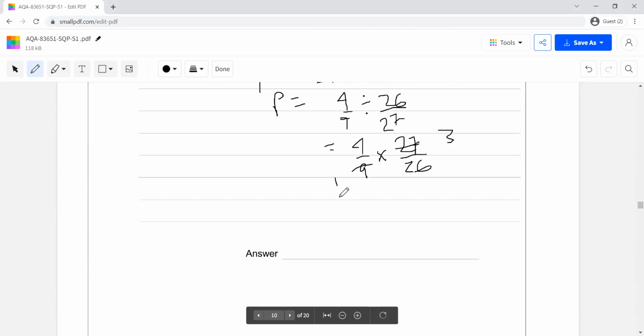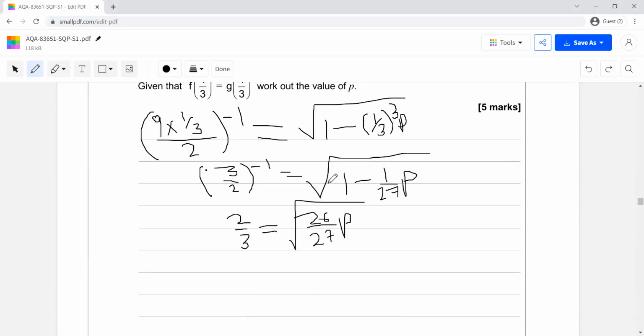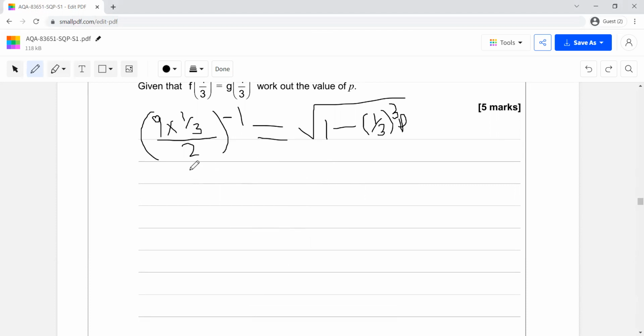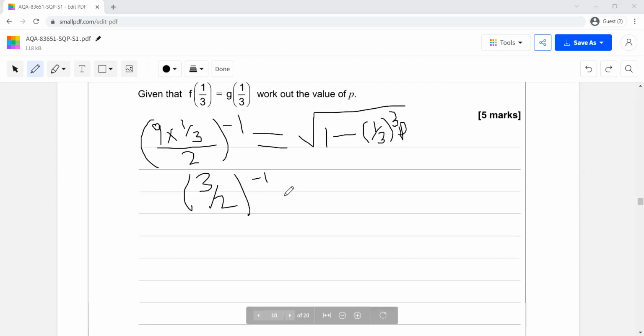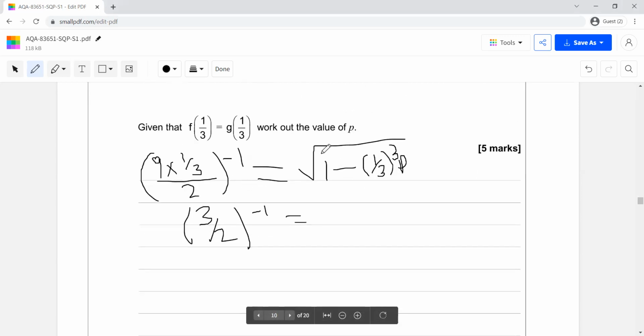I think I've done this wrong. Let me undo this bit. So I'm saying that 3 over 2 to the power of minus 1 is equal to this value. So we have 1 over 1 minus 1 over 1/3 cubed p.